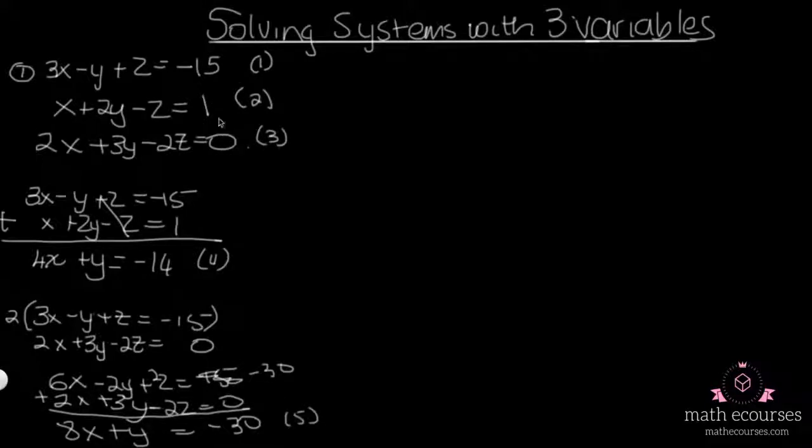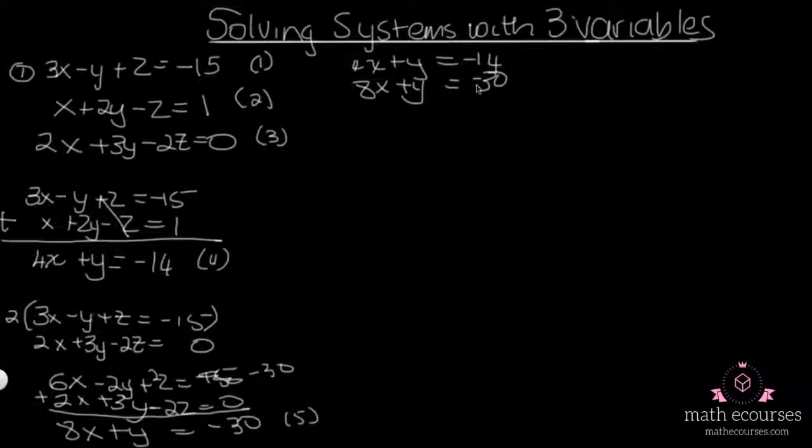So step number 1, pick 2 sets of equations and eliminate the same variable. Step number 2. Use the new equations to solve for x and y. So you've already eliminated 1 variable, so I'm going to use equation 4 and 5 and continue to solve this. So equation 4 has 4x plus y equals negative 14, and equation 5 is 8x plus y equals negative 30.